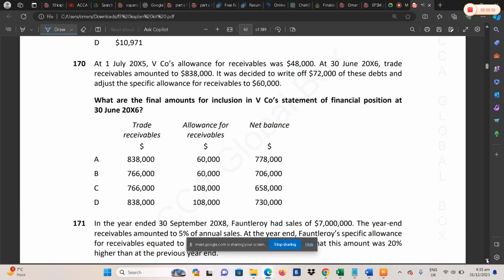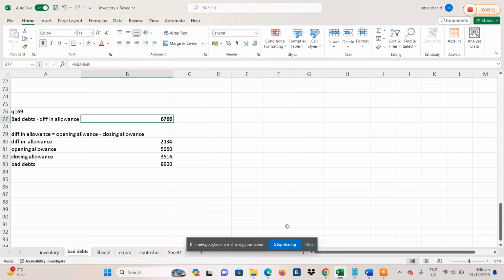Let's move on to the next question. Question number 170. In the question 170, it states that what are the final amounts for inclusion in statement of financial position at year end? Year end is 30 June 2006. All right. So what should we include in statement of financial position? If you remember, I taught you that always and always we include net receivable in statement of financial position. We include net receivable in statement of financial position.